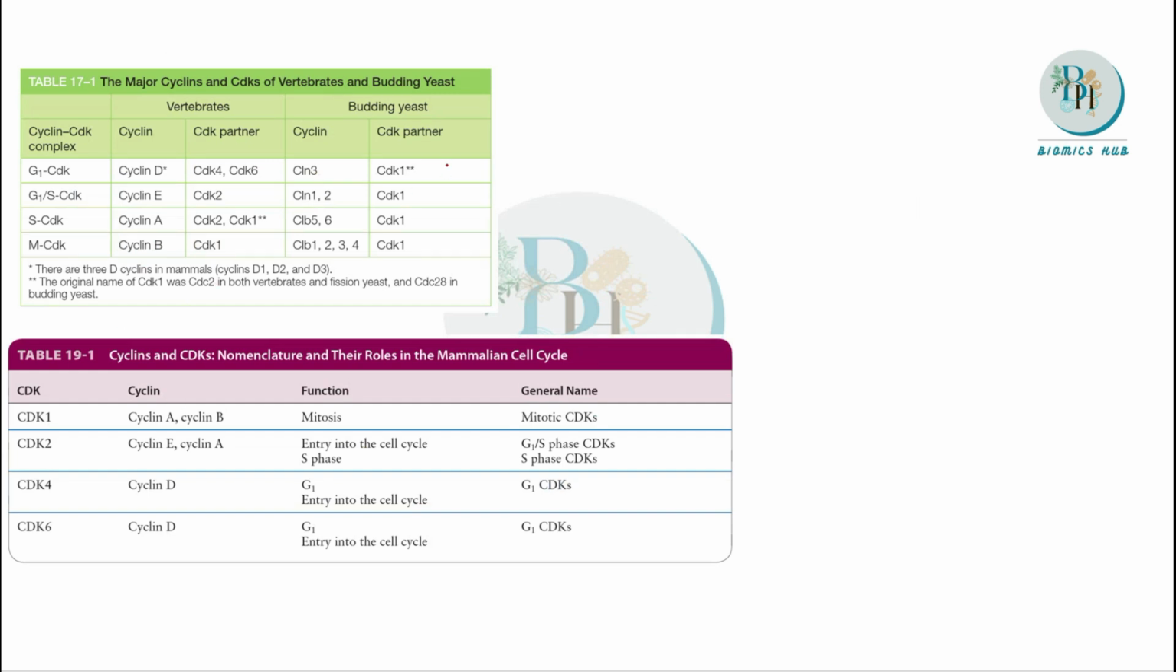The CDKs and the cyclins which are present are different in vertebrates and in yeast. In vertebrates, as we have discussed, there are phases like G1 phase, G1 to S phase and M phase. The cyclins involved are: in G1 phase, cyclin D; G1 to S phase, cyclin E; in S phase, cyclin A; in M phase, cyclin B. And the CDKs involved were CDK4 and 6 for G1, CDK2 for G1 to S and S phase, and in M phase it was CDK1. This was for the vertebrate.